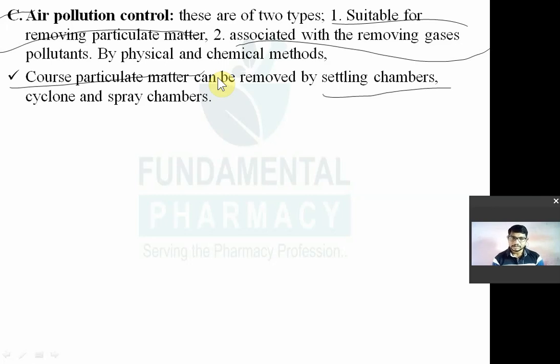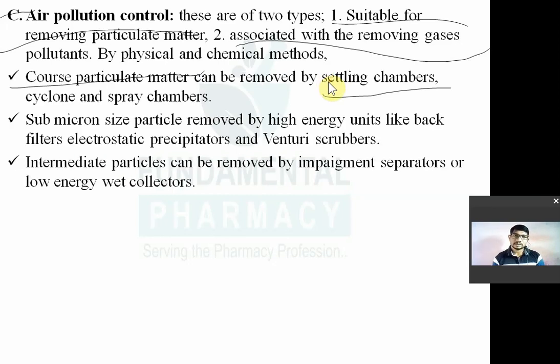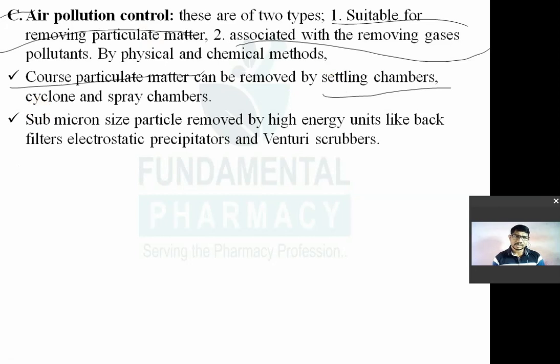So settling chambers, cyclone separators can be used, then spray chambers can be used, then another measure is there. Those particles which are coarse, मतलब जो बड़े वाले पार्टिकल है, वो ऐसे सेपरेट करेंगे by using settling chambers, cyclone separators and spray chambers. Now those particles which are in a sub-micron size, तो ये आपको दिखेगा नहीं.